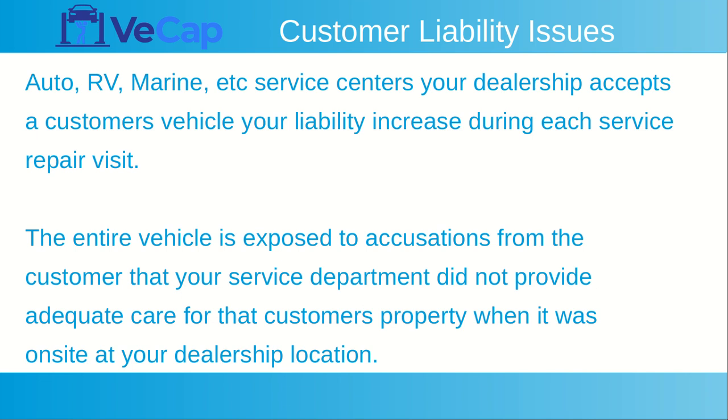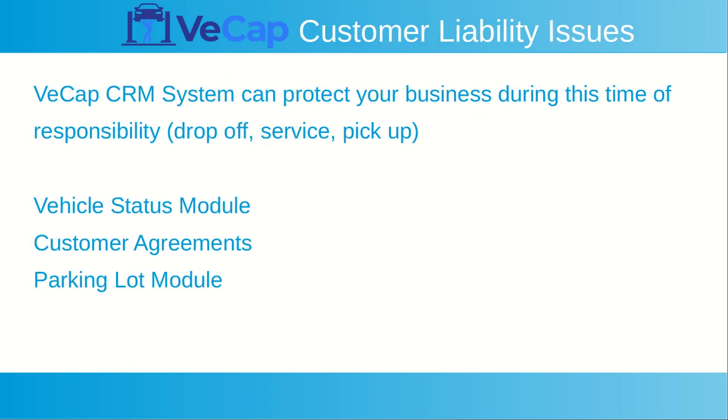And one of the things we want to do inside the VeCap CRM system is provide your dealership the ability to document and protect your business from any kind of liability. And once again, inside the VeCap CRM system, there are 3 modules that actually provide that type of capability for you: the vehicle status module, the customer agreements, and the parking lot module. So let's go ahead and go into each one of them individually and give you just a quick overview on how you can use this to protect your business.